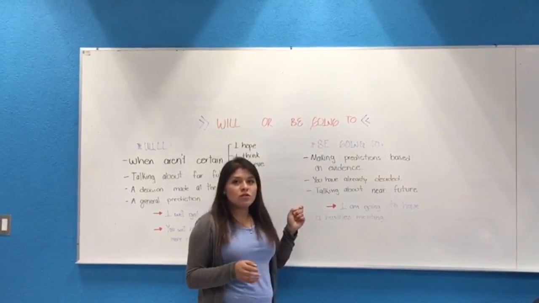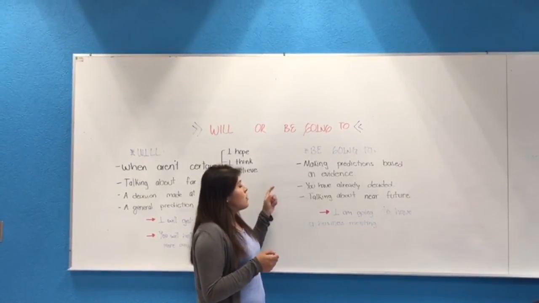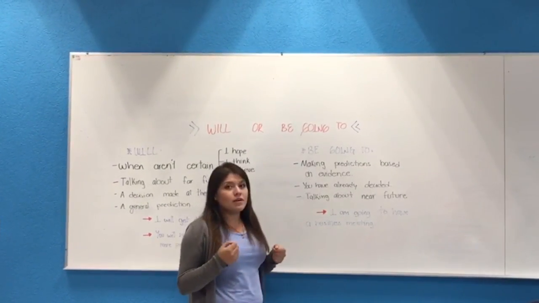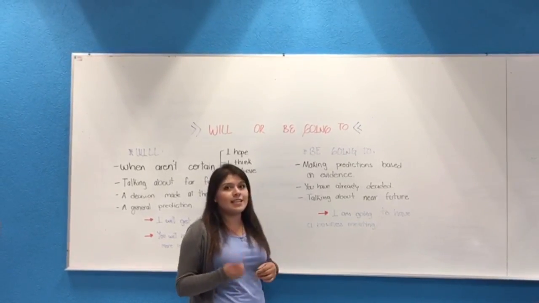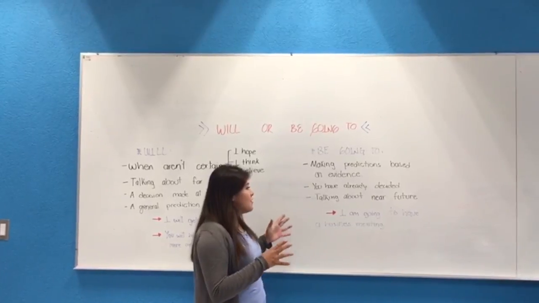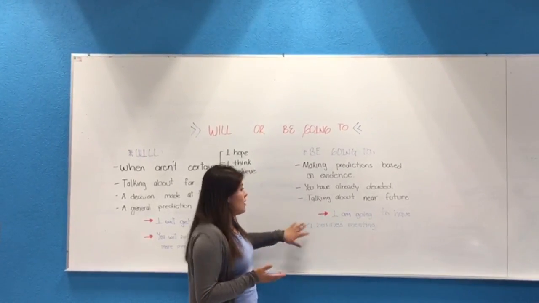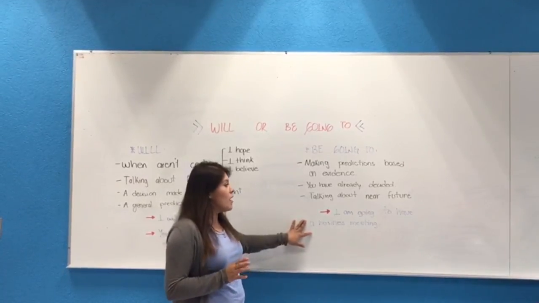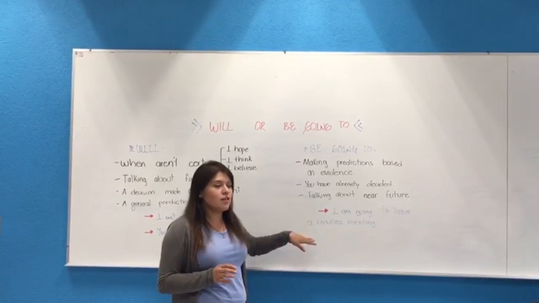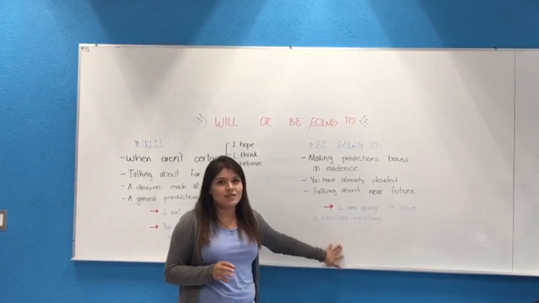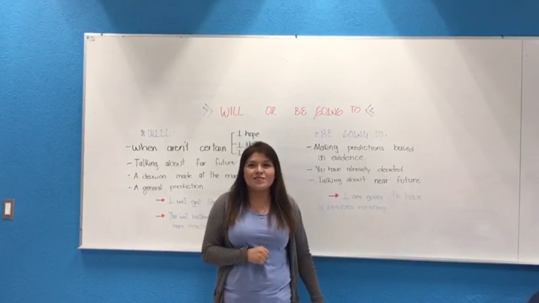And now I'm going to tell you about be going to. We use be going to when you are sure about something, because you are basing it on predictions. You have already decided, and it's for the near future. Here I have one example: I'm going to have a business meeting. You are sure that you are going to have a business meeting. That's all for me. Thank you so much.